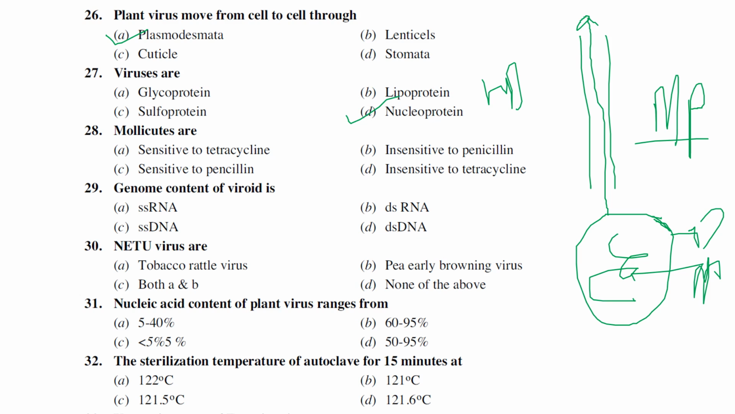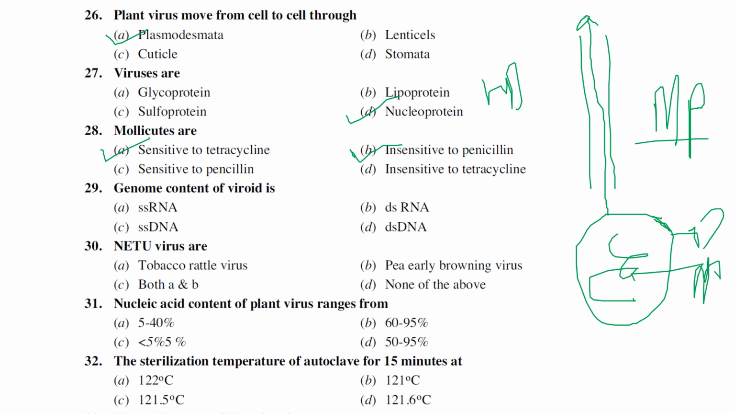The next one: the molecules are sensitive to tetracycline, insensitive to penicillin, sensitive to penicillin, insensitive to tetracycline. Generally they are sensitive to tetracycline and also insensitive to penicillin, so the answer is both: sensitive to tetracycline but insensitive to penicillin. Generally, molecules like phytoplasma and spiroplasma are highly sensitive to tetracycline and resistant to penicillin.